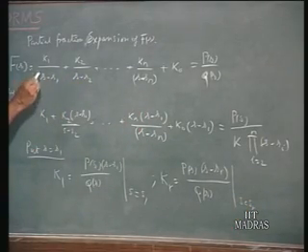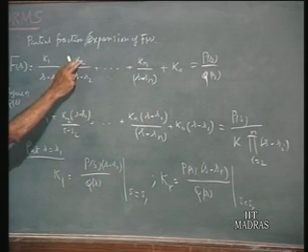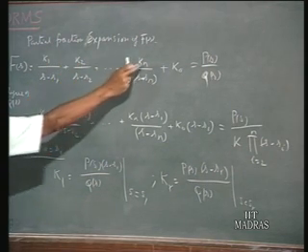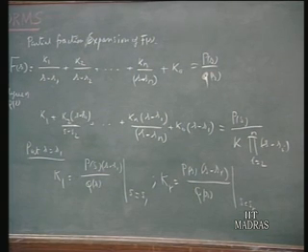These are called the residues of these poles. K1 is the residue of the pole at s equal to s1. K2 is the residue of the pole at s2. Kn is the residue of the pole at sn. So we can find out all these residues. And once we have all these residues, we can find out the corresponding f(t).